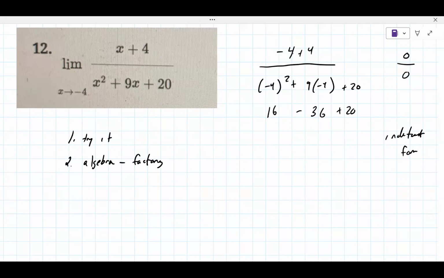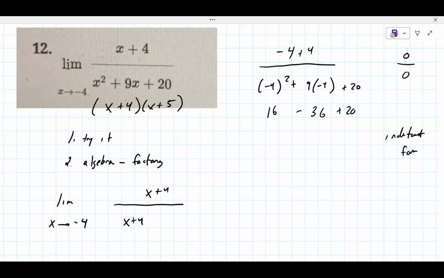Okay, so the bottom factors into x + 4, x + 5. So this is the limit as x approaches -4. x + 4 on top, x + 4 on the bottom, x + 5 on the bottom. When these cancel, what remains on the top? 1. Yes, good answer.